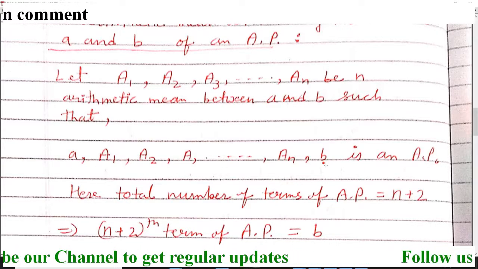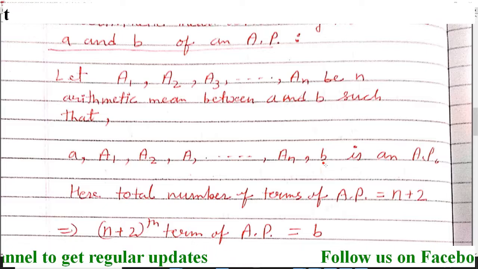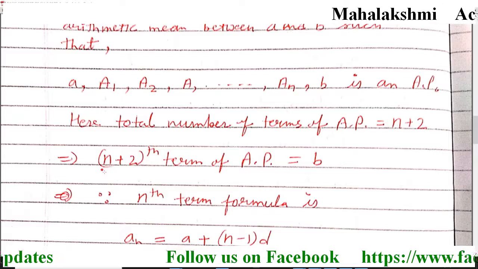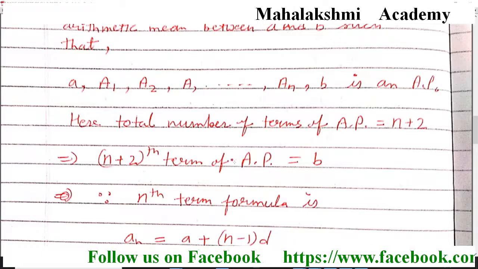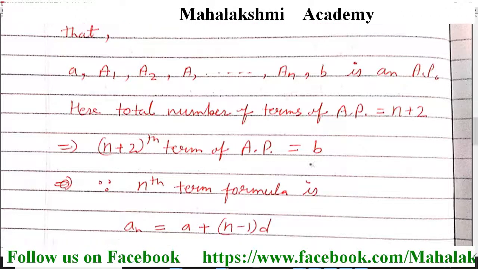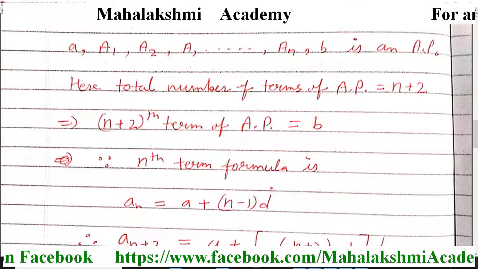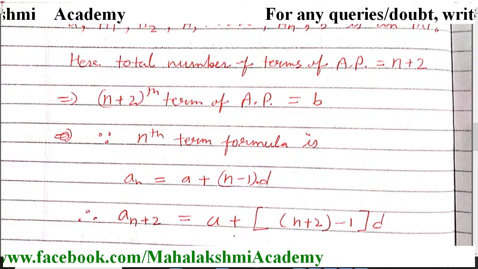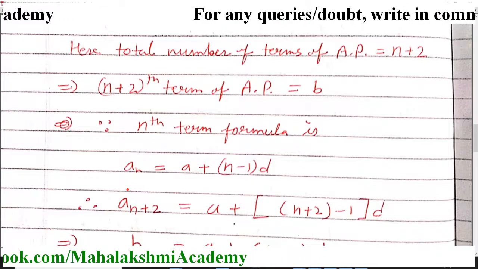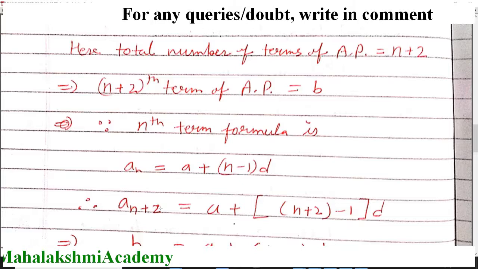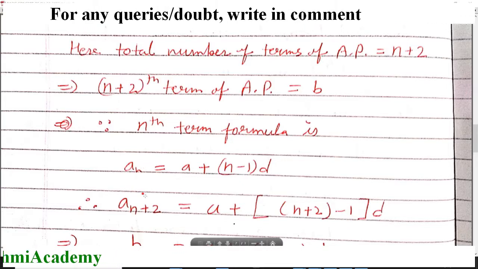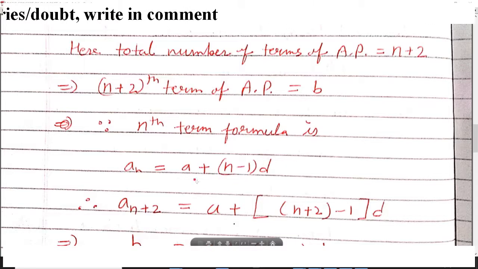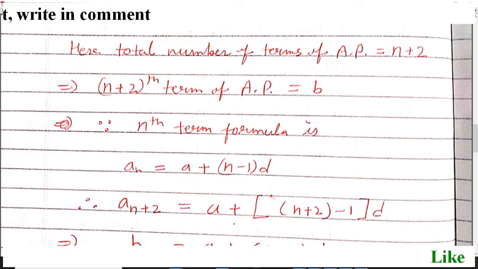So the position of this last term is the n plus 2th term. So what is this term? B, which I wrote here, which implies the n plus 2th term of the AP is equal to B. From the nth term formula, which you already know, a_n is equal to a plus n minus 1 d. If from this formula I want the n plus 2th term, then instead of this n, I have to replace n by n plus 2. So I only replaced this n by n plus 2.